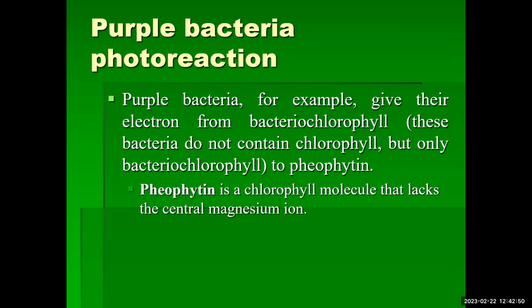So the purple bacteria, the green bacteria too, do not have chlorophyll. They have bacteria chlorophyll. They also have phaeophytin. Well, phaeophytin is a chlorophyll molecule that lacks the central magnesium ion. Bacteria phaeophytin is a bacteria chlorophyll molecule without the central magnesium in the tetrapyrrole ring.